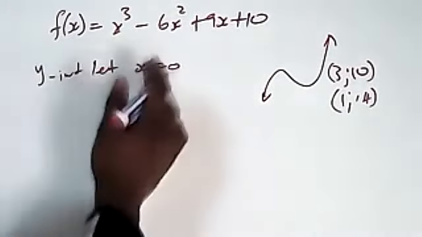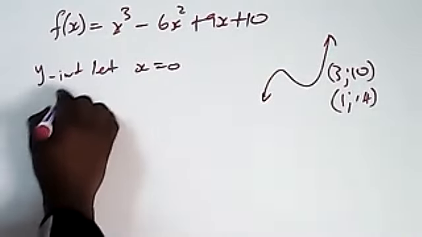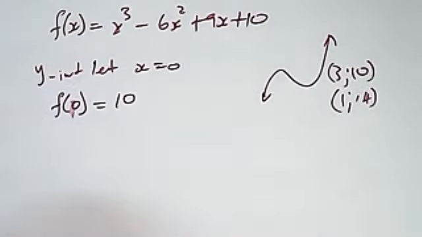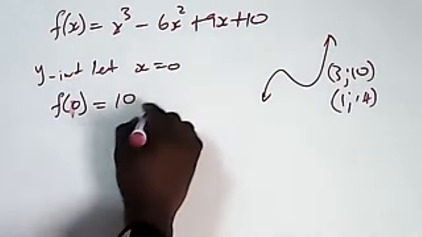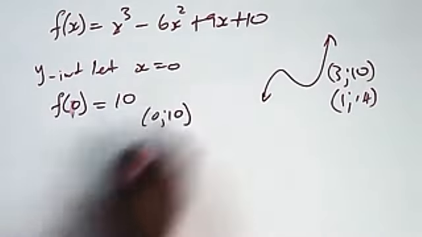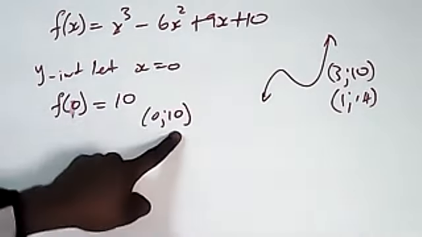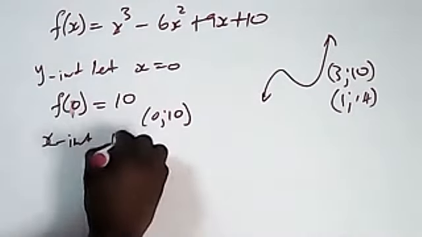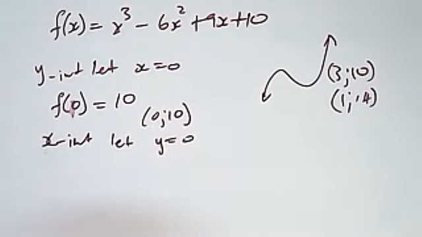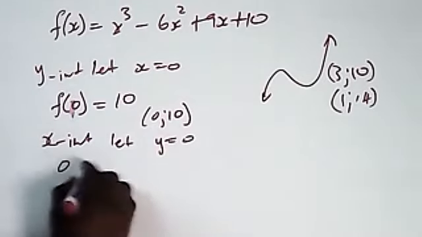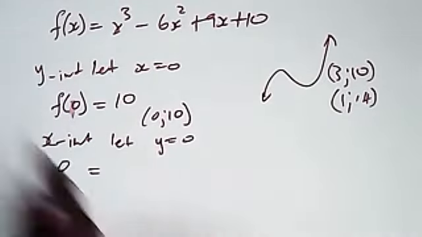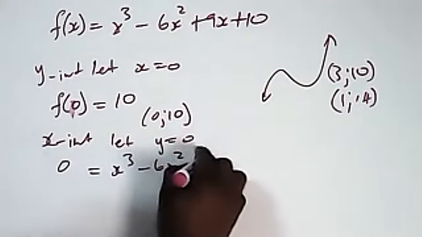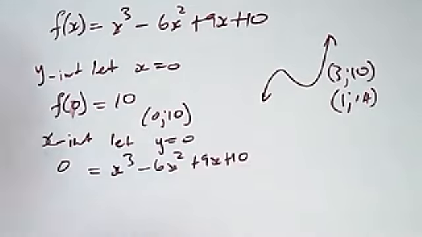When you substitute x as 0, f of 0 is equal to 10, right? So the coordinates are (0, 10). When x is 0, our y is 10. So what do we want now? We want our x-intercept. For the x-intercept, what do we do? We let our y be 0, right? So 0 is equal to x cubed minus 6x squared plus 9x plus 10, right?